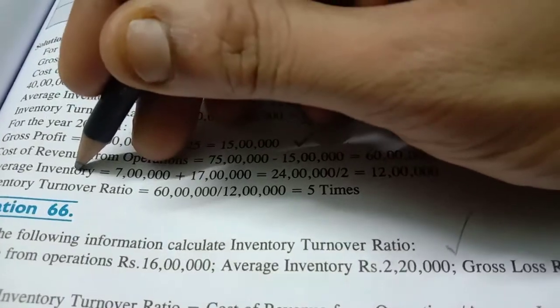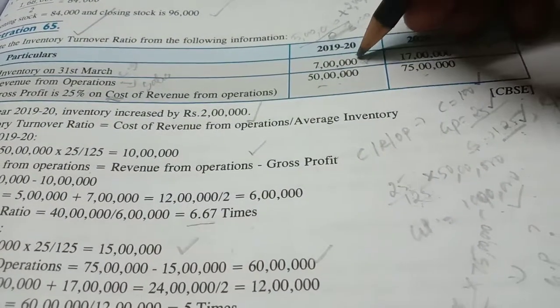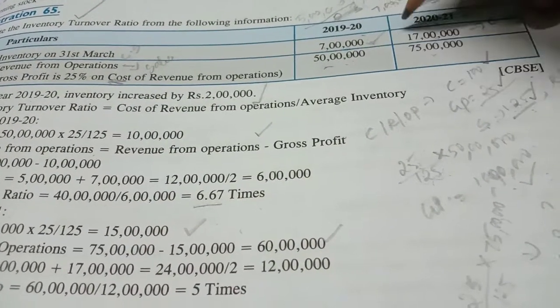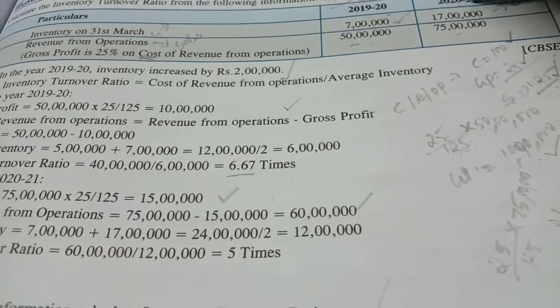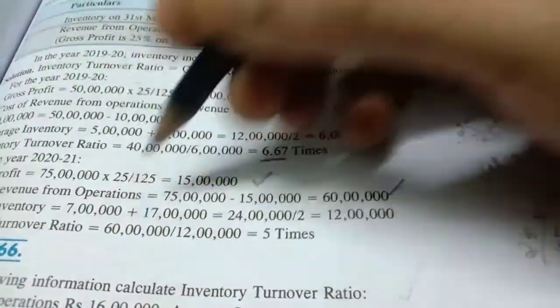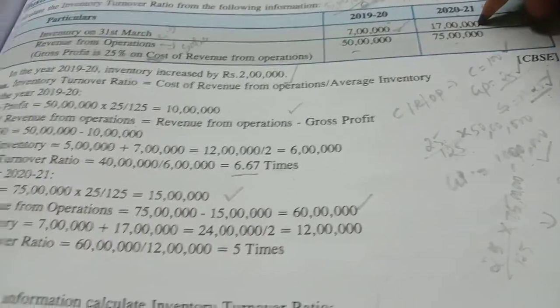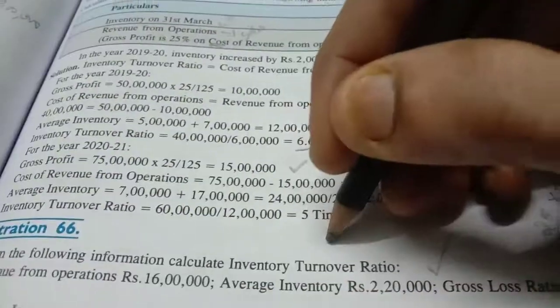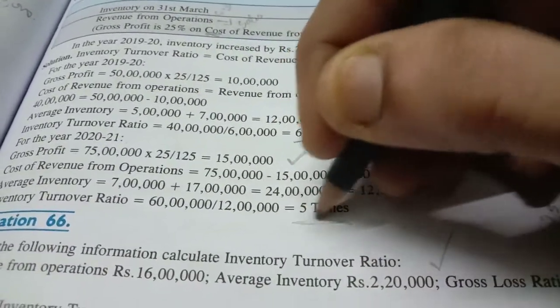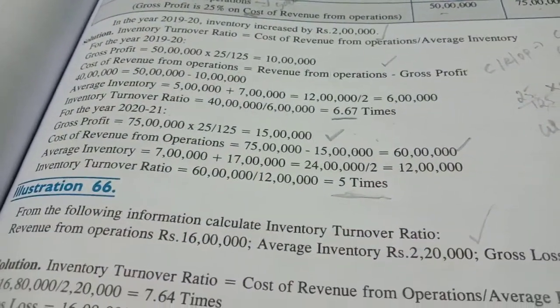Next one is the average inventory. What is the opening stock? 7,000 will be the opening stock for the year 20-21. So 7 lakhs plus what is the closing stock? 17 lakhs. So it is very easy to find the average inventory turnover ratio.